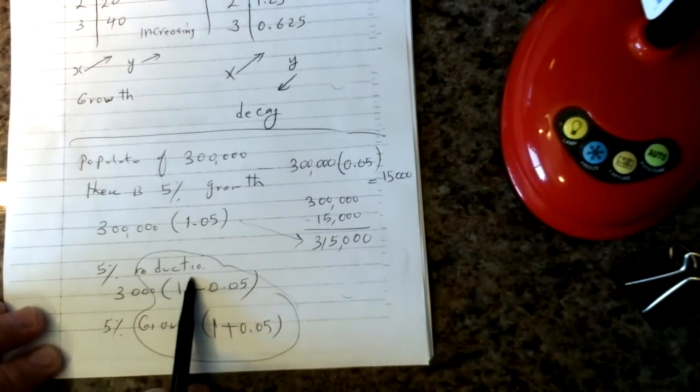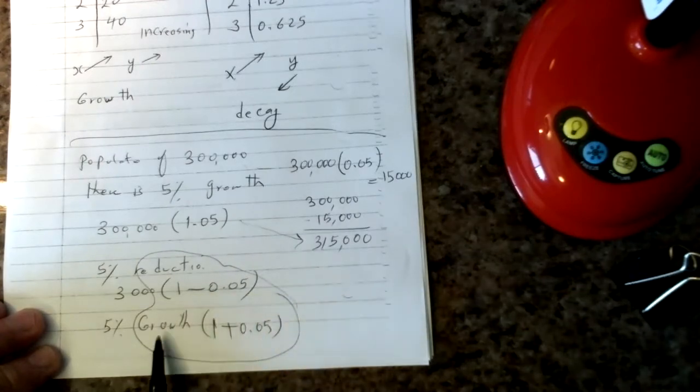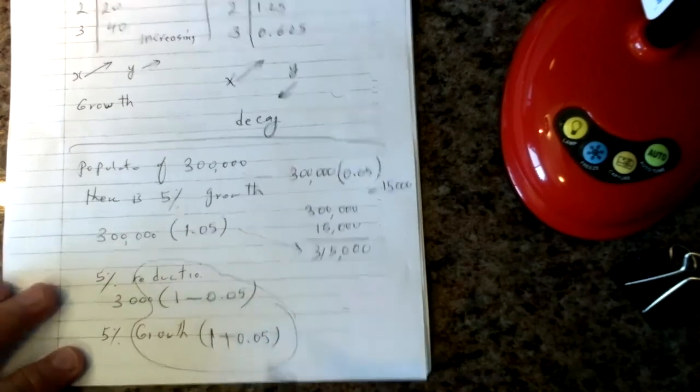When we say reduction, in the parentheses, you have 1 minus that percentage. When you say it's a growth, in the parentheses, you have 1 plus that, because you always increase it.